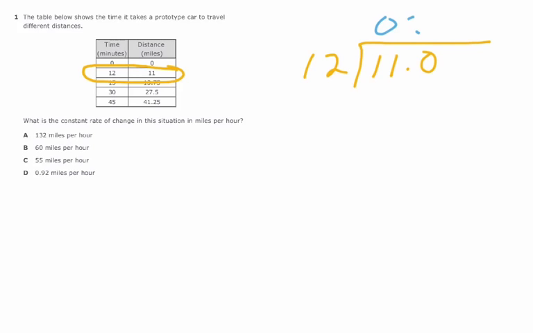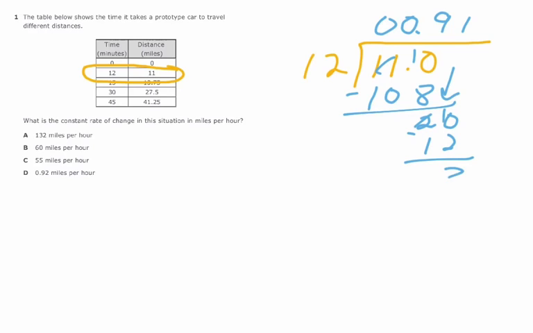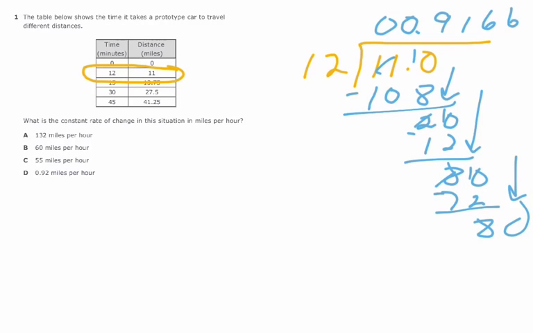12 doesn't go into 1, 12 doesn't go into 11. 12 goes into 110 9 times. I believe 12 times 9 is 108. When you subtract, you get 2. 12 goes into 20 one time, you get 12 there. Borrowing to get 8, 80. 12 goes into 80 6 times because I think 12 times 6 is 72. And then we'll see that we're going to start repeating. I'm going to get 8 again, and I'm going to get 80. So the 6 is going to repeat. So essentially I get 0.916, or if I round it, it's 0.92.